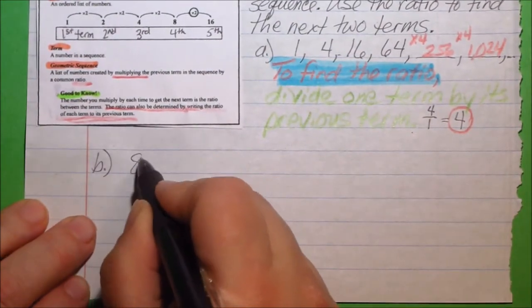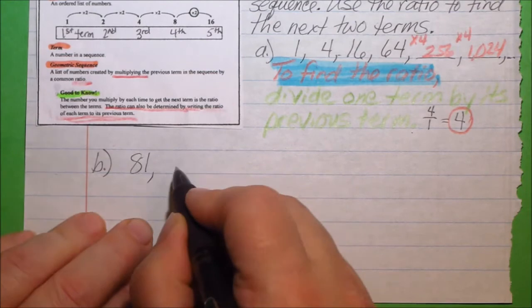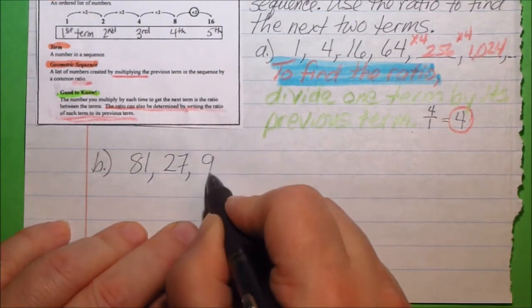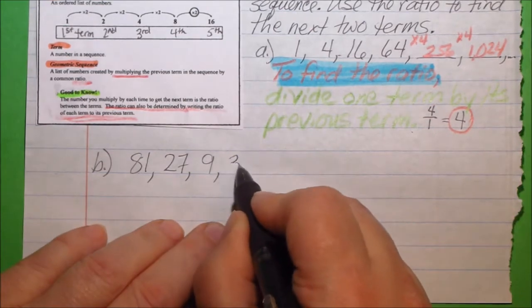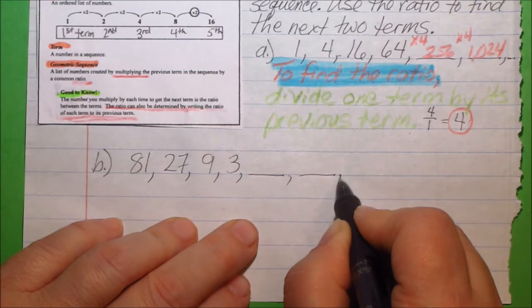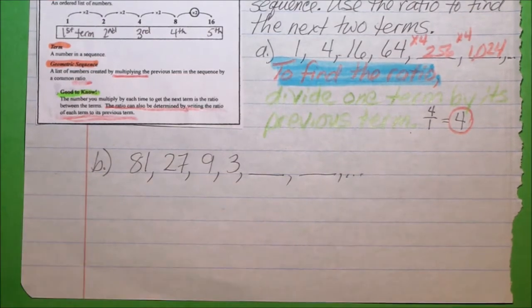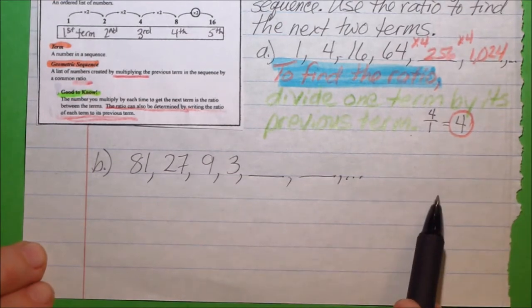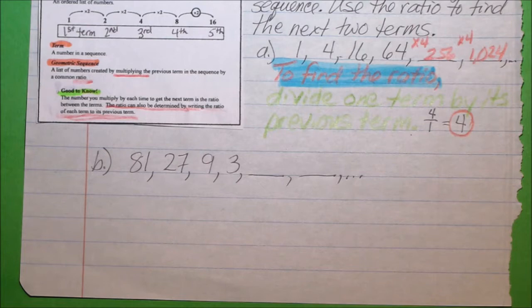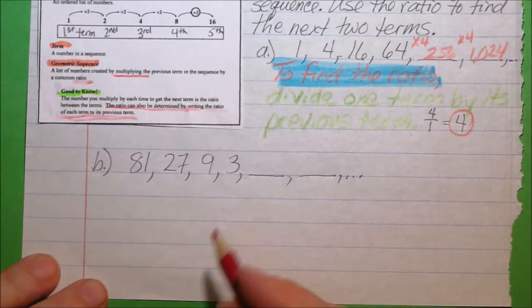Now we have 81, 27, 9, 3, next term, dot, dot, dot. All right? Okay, so now you notice the numbers are getting smaller instead of larger as they were up here. But the process is still the same. Finding the ratio is still the same.